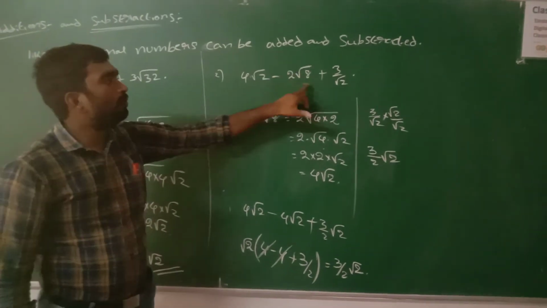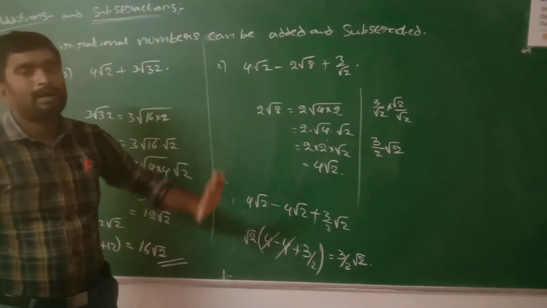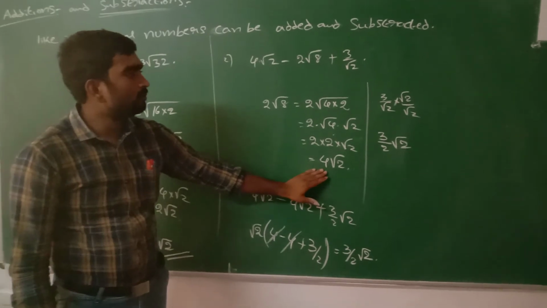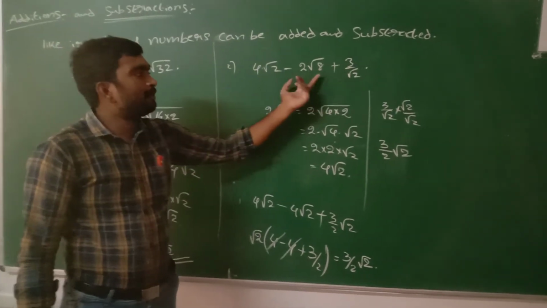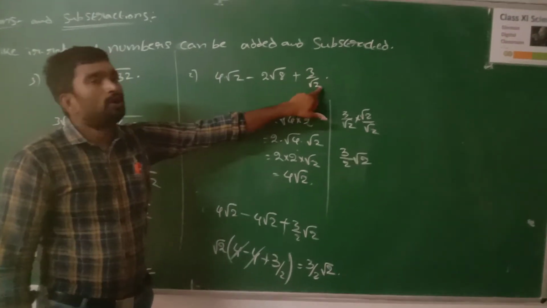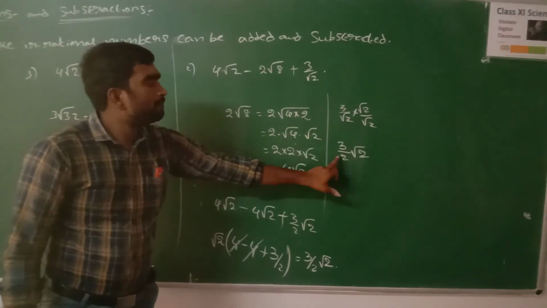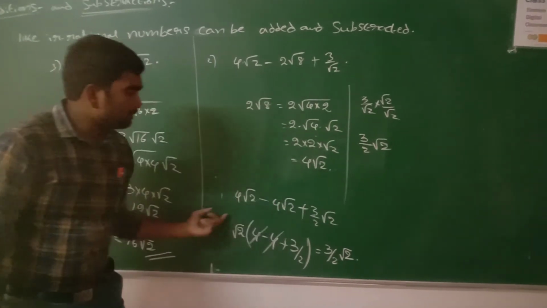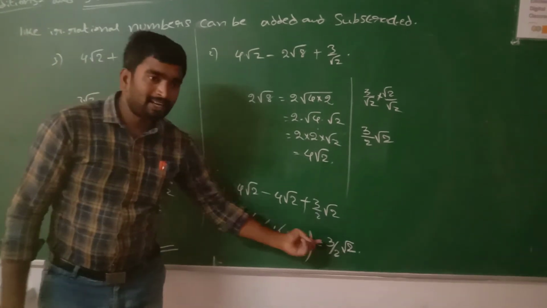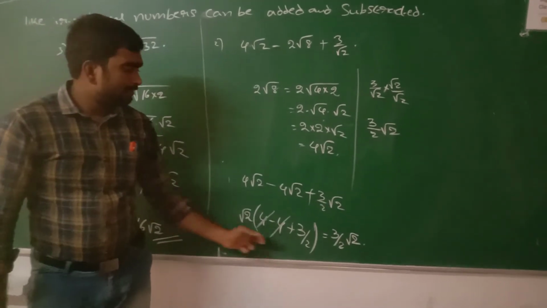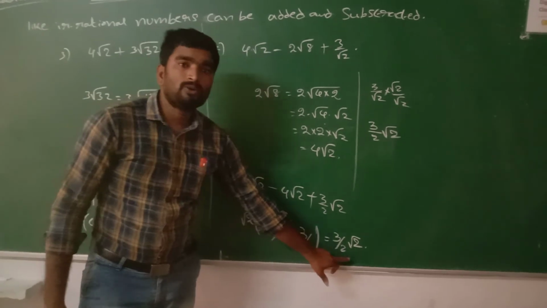Then 2 root 8 converts into the common factor, that is 4 root 2. And again 3 by root 2 is not a common factor. Then multiplying numerator and denominator by root 2, we get 3 by 2 root 2. So both have root 2 as the common factor, then they will be added. We get the final answer 3 by 2 root 2.